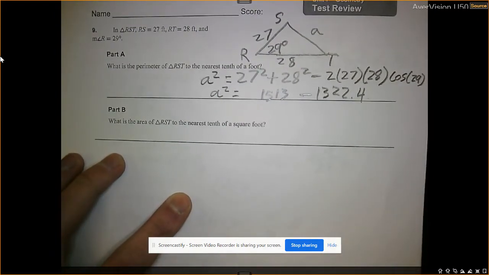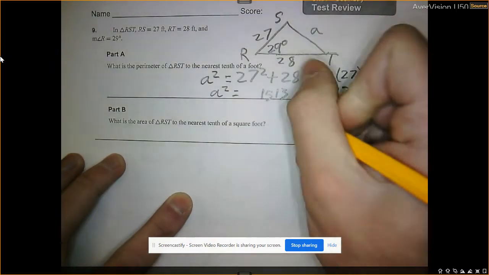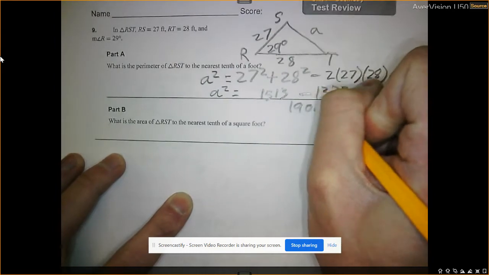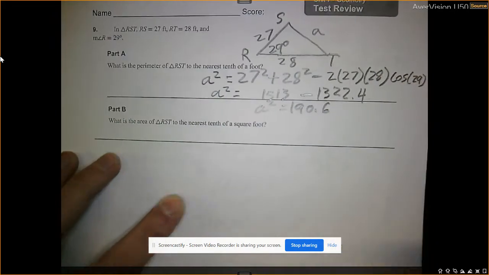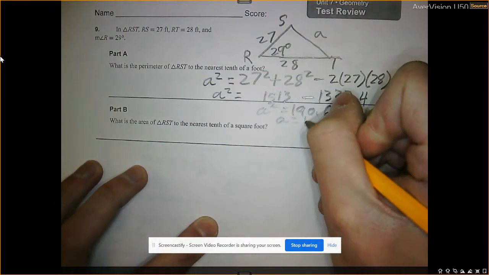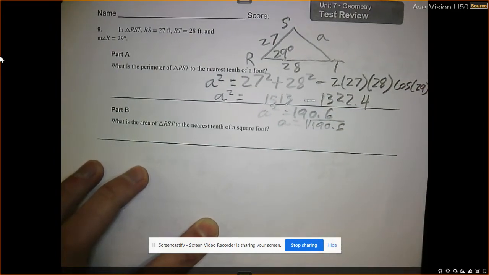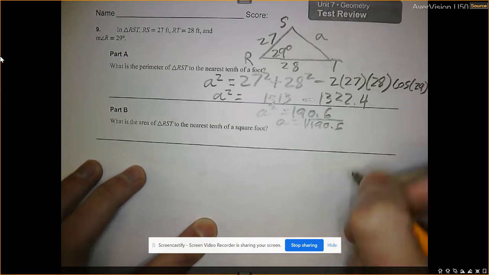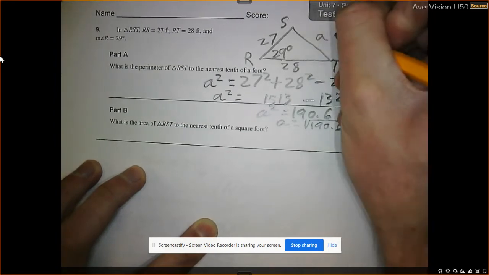So 1513 minus 1322.4 gives you 190.6. And that's A squared, remember. A squared is 190.6. So to find A, that side length, you need to take the square root of 190.6. That gives you 13.8 when you round. So that is your third side length.